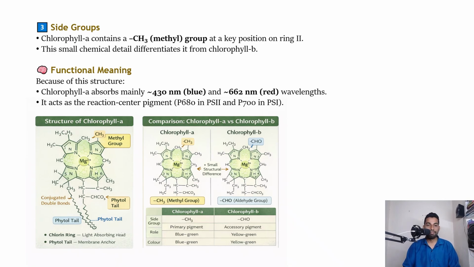Functional meaning: because of this structure, chlorophyll-a absorbs mainly 430 nanometer, which is blue, and 662 nanometer, which is red wavelength. It acts as the reaction center pigment P680 in PS2 and P700 in PS1. You should carefully observe the chlorophyll-a and chlorophyll-b structures. Let us go to the next slide.